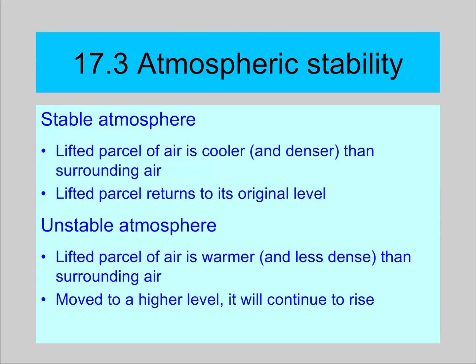When we have an unstable atmosphere, the lifted parcel of air is warmer and it's less dense than the surrounding air. And because it's warmer and less dense, it's going to kind of float to the top. It's like holding a beach ball underwater, and after you let go of it, it's going to rise to the top. And that's what this warm, less dense air will do as well. And once it continues to move to the higher level, it'll rise and rise and rise. The more unstable the atmosphere is, the higher the cloud will rise and the larger the thundercloud will be.